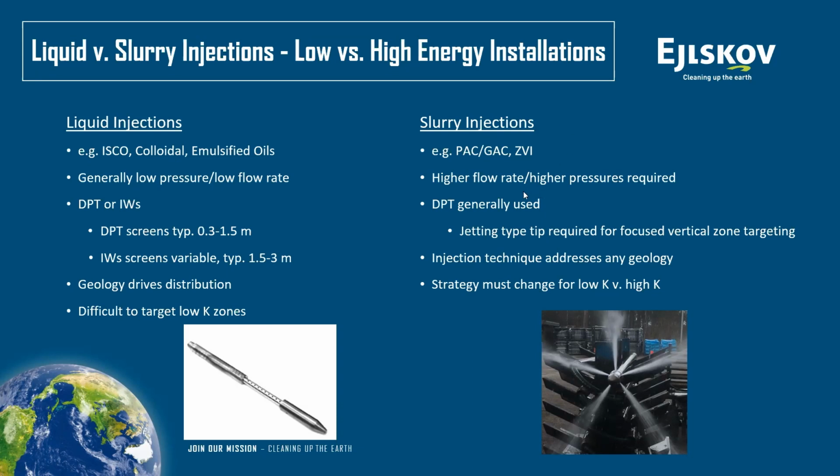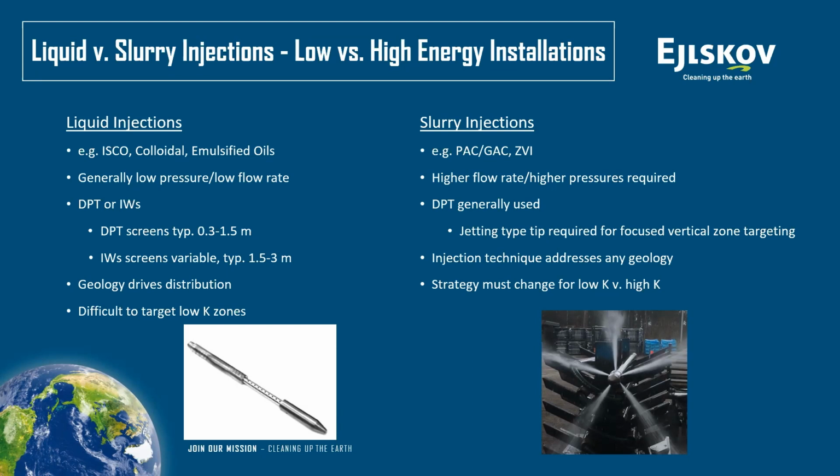Slurries are a little different. They're generally going to be lower volume injected, but at higher flow rates and higher pressures. Obviously, you're trying to push a solid into a solid matrix, so we've got to apply more energy. For liquids, usually that could be done with direct push. You see a typical liquid injection direct push tool down there at the bottom. That can be anywhere from 0.3 to 1.5 meters. Or you could use injection wells. Those generally, I don't recommend injection wells being any longer than 3 meters.